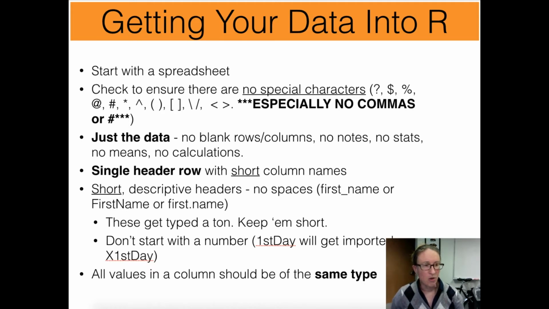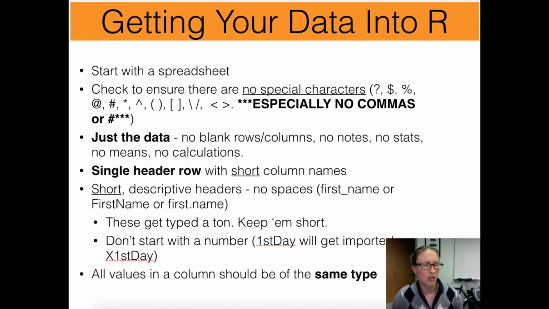Then you can only have a single header row, so that's one row at the top of your data file that has short names for your columns. And you want those column names or headers to be short and descriptive, because you're going to wind up typing them over and over and over again. So if they are very long, you're going to be doing a lot of extra typing, and it's easier to make mistakes if you do a lot of extra typing.